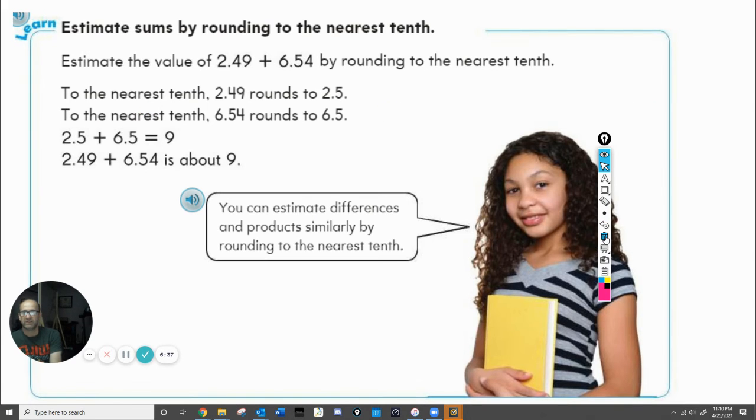Oh, what do we have here? Estimate sums by rounding to the nearest tenth. Okay, so instead of rounding to the nearest whole, we're just doing tenth this time. If you want to pause me and read, you can, but it's basically doing the same thing except moving our estimation over one place value, doing nearest tenth instead of nearest 1.